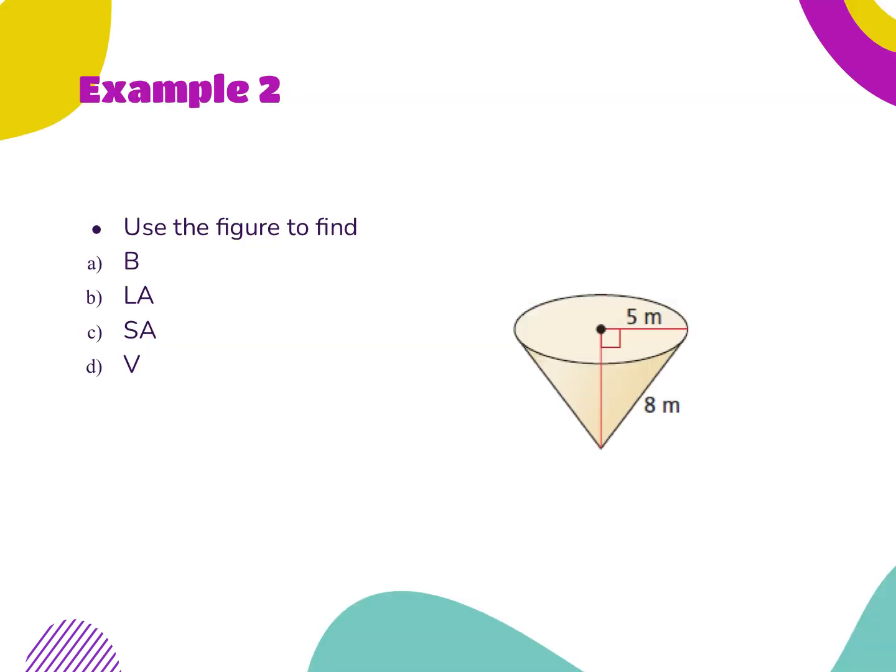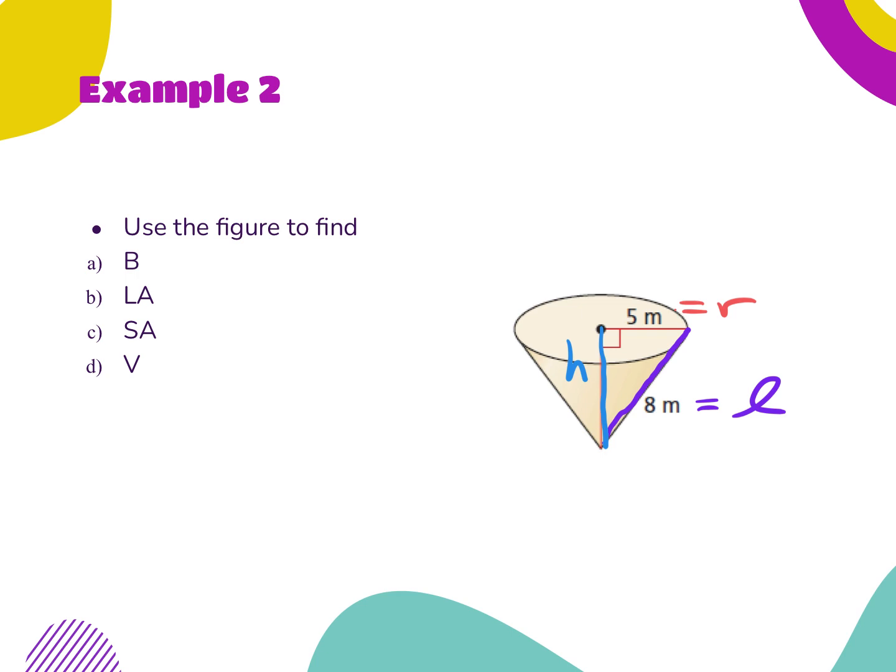So here's our first example. The 5 in this picture, this is my radius. The 8 in the picture, this is my slant height. I need this slant height for surface area. Notice what we don't have is the height. So we need to find that height when we get to part D, because we need it for volume.